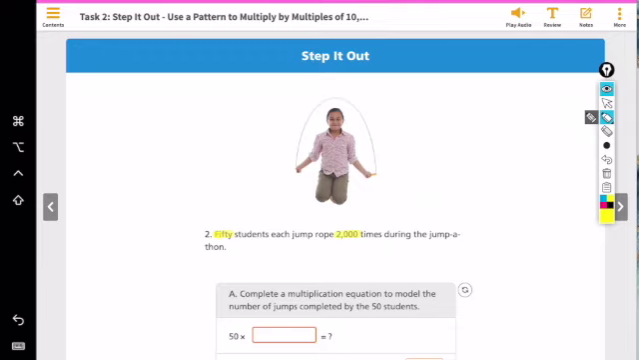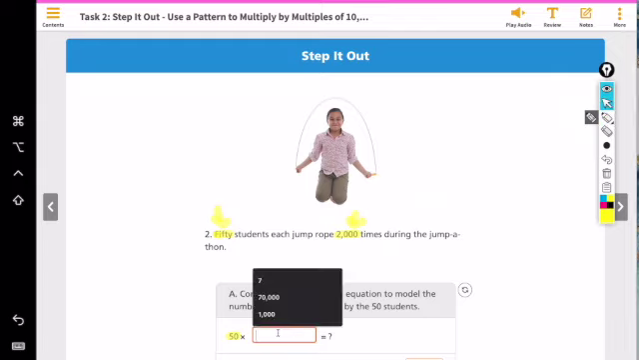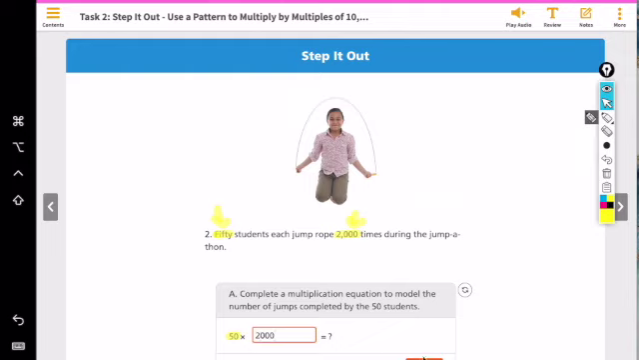Now I need to figure out what they're trying to ask me. Complete a multiplication equation to model the number of jumps completed by the 50 students. It looks like they already had the 50 right there from our 50 students. So we're multiplying 50 times what? Well, we need to know the number of jumps. We know that they each did 2,000. So I'm going to put in here 2,000 and see if it's correct. Do you guys agree with me? Let's check.